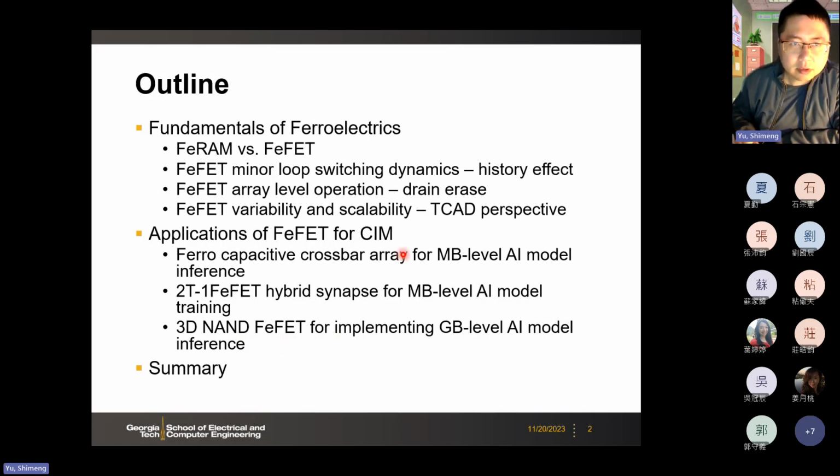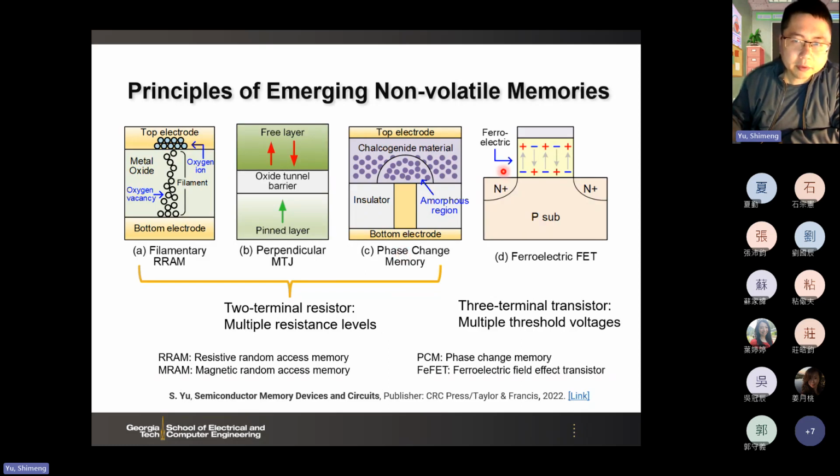So then this is the starting point. Let's have a quick recap. I believe we showed this slide last time. So here are the emerging non-volatile memories being pursued in the industry right now. And the first three are two-terminal resistor devices. So we can have the RRAM, as we discussed last time, where we can create a filament between two electrodes connecting the electrodes, or we do not have the filament connecting the electrodes. Therefore, we can have the low resistance state and high resistance state.